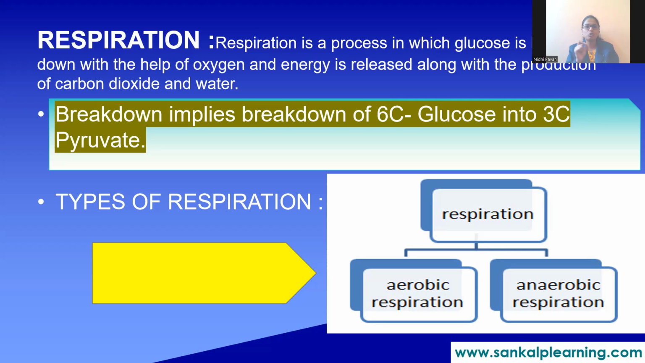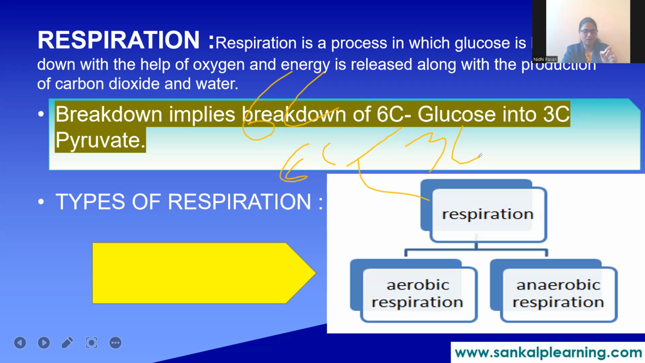As I said, the breakdown of glucose means, suppose I give you a duster to break, you will break it into two halves. Like that, glucose is made up of 6 carbon. So how many carbon atoms are there in glucose? 6 carbon. This 6 carbon molecule is broken down into 3 carbon compounds. That 3 carbon compound, when glucose is broken down, is nothing but pyruvate. Pyruvate is a 3 carbon compound. This breaking down of glucose occurs in the cytoplasm of a cell.